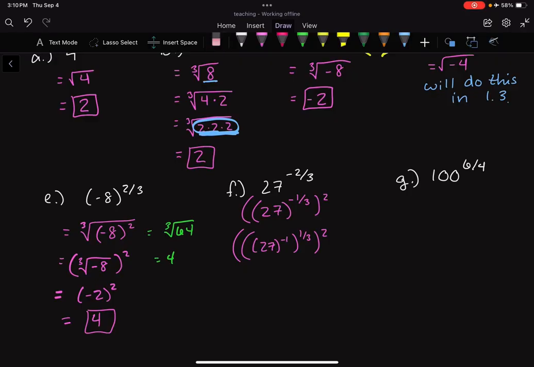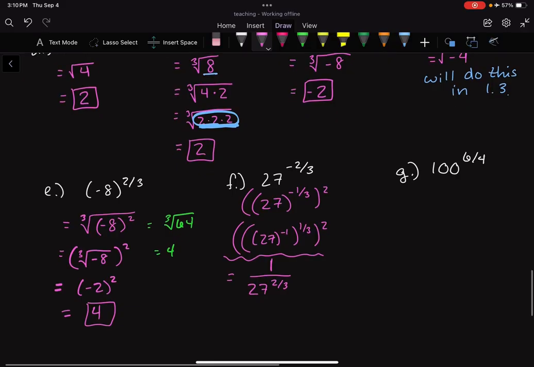really what I would do for this one is I would say, okay, the negative is going to bring me into the denominator. So that's going to make me have 27 to the 2/3 in the denominator. I can't leave the numerator empty. I need a placeholder. 1 is going to be our placeholder.